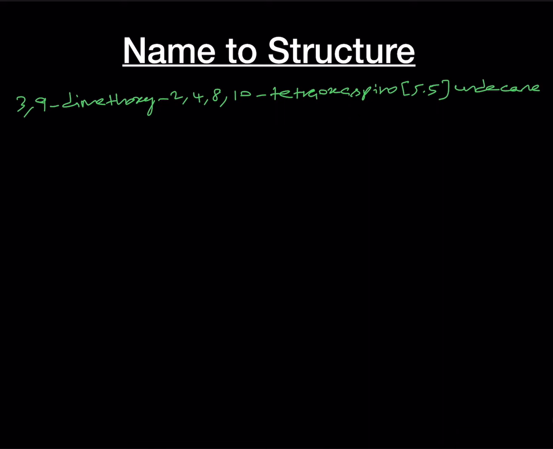So let's begin. Our root word is undecane. That means in principle we should have 11 carbon atoms, but we will see whether it has 11 carbon atoms or not. Okay, so that's our parent chain. And 5.5, what does that mean? 5.5 means, in a spiro case, that we have 2 6-membered rings. So let's draw the 6-membered rings first, and later on if any change is required, we will do it.